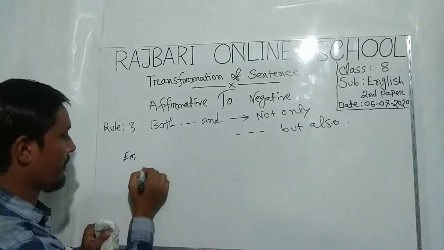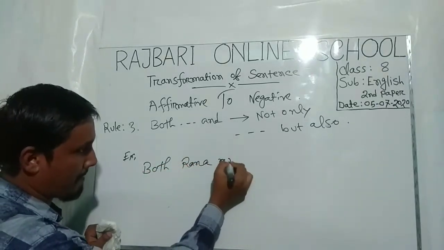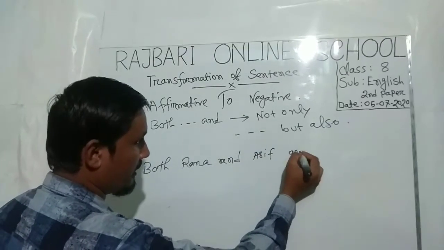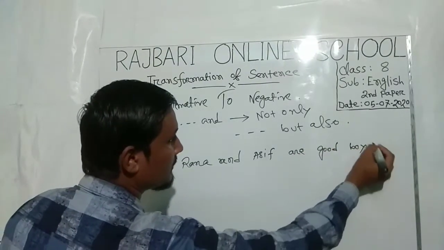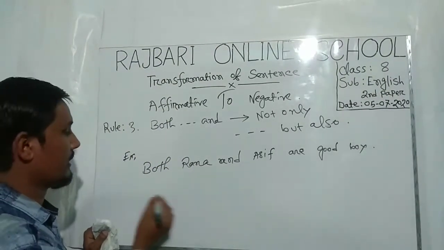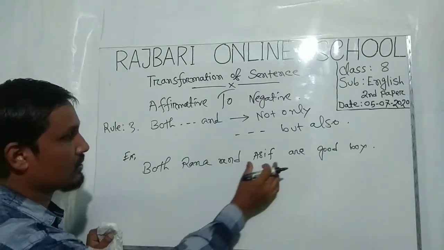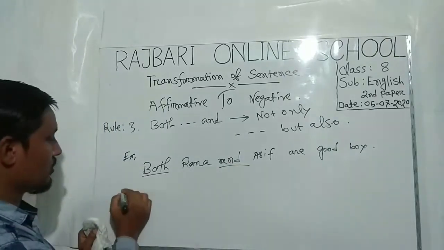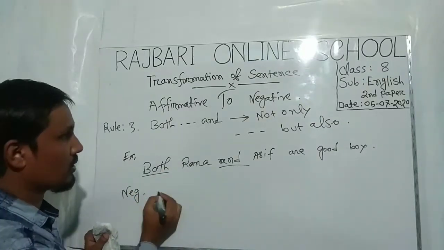Both Rana and Asif are good boys. Here you can see both and another and, and there are two subjects, that is Rana and Asif. You have to change these words when you make the negative sentence. You have to use not only dot dot but also.